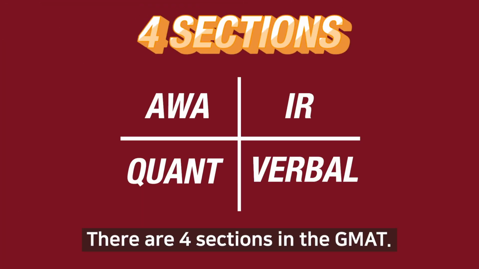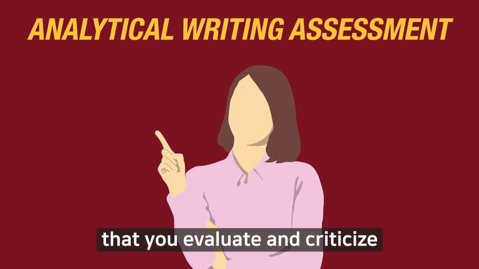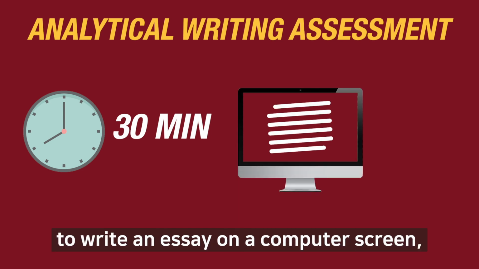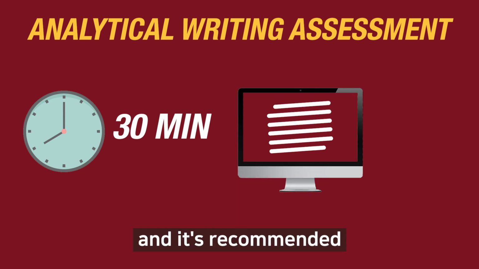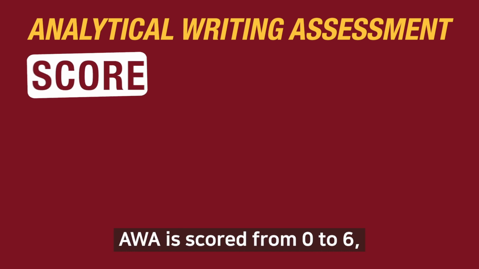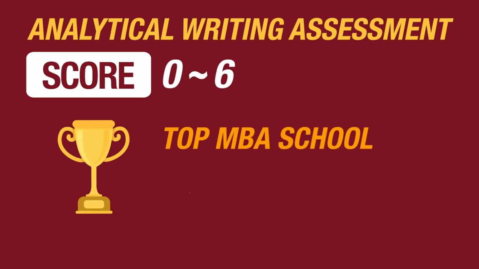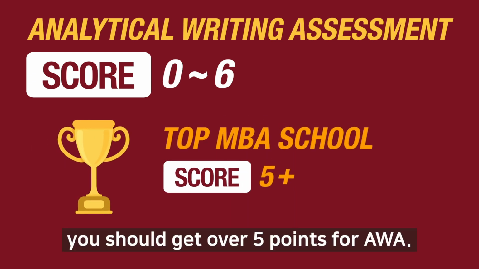There are 4 sections in the GMAT. Analytical Writing Assessment is an essay in which you evaluate and criticize a given argument. You'll be given 30 minutes to write an essay on a computer screen, and it's recommended you write 4 to 5 paragraphs for this essay. AWA is scored from 0 to 6, and if you are aiming for a top MBA school, you should get over 5 points for AWA.